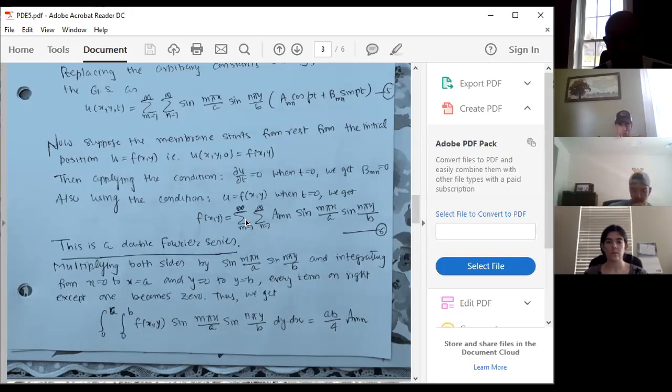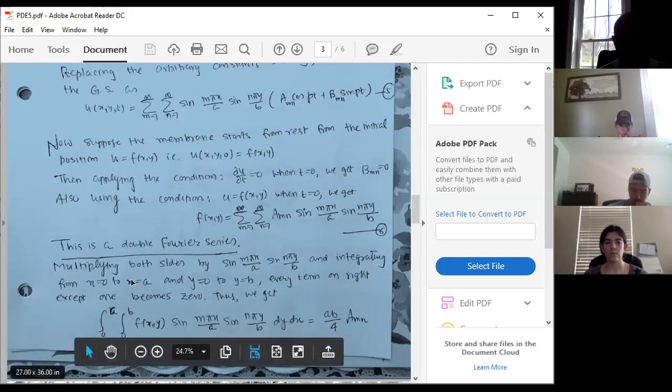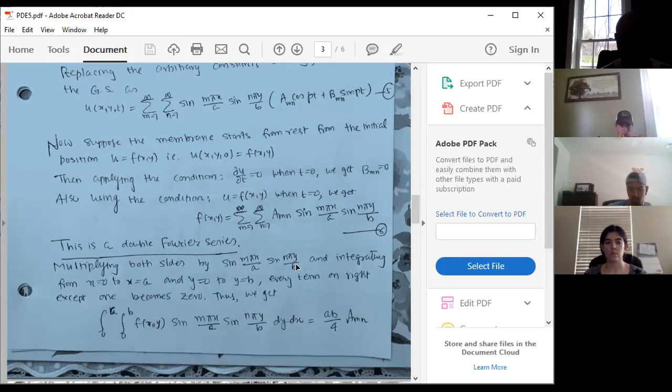Fubini theorem says that double integration f of xy dx dy is equal to integration f of xy dx times integration f of xy dy. So you can write dx and dy separately using Fubini's theorem whenever your function is continuous. Membrane wave equation is always continuous. There is no discontinuity in between. So that's why we are using Fubini's theorem over here, multiplying both the sides of this equation 6 by sine m pi x by a, sine n pi y by b.